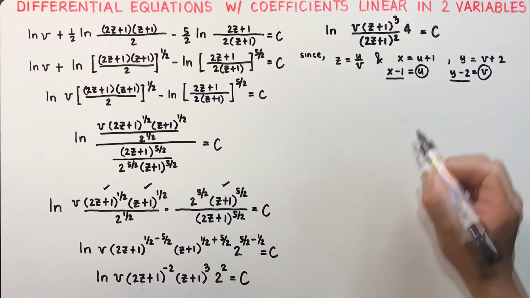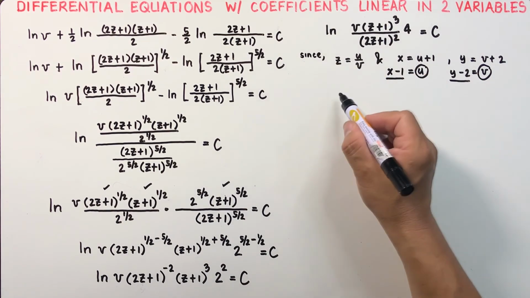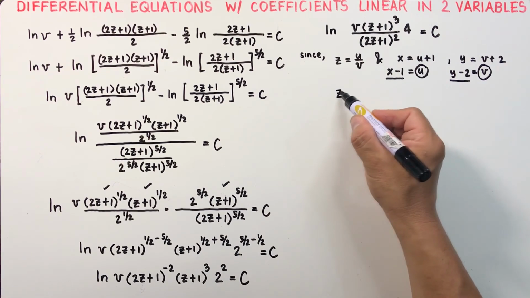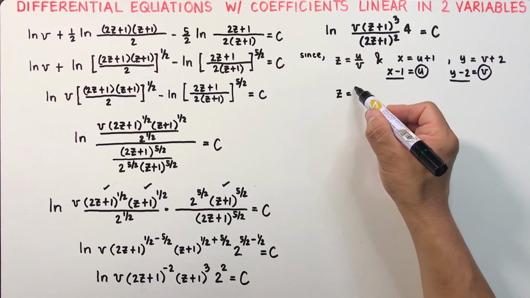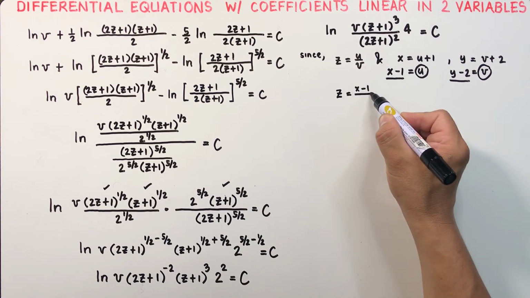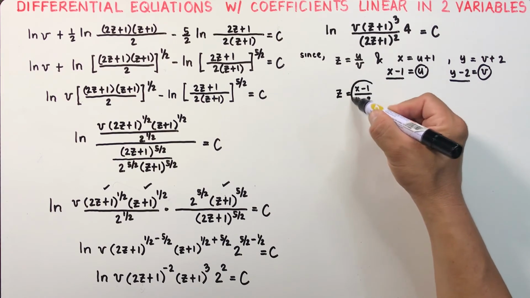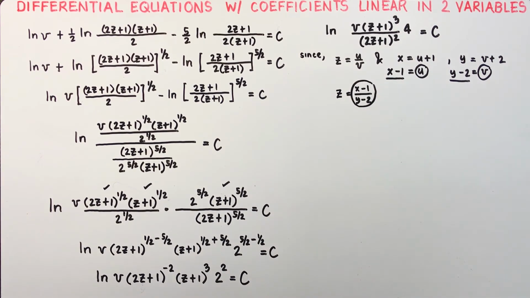So substituting this u and v to our z, we have z, which is equal to u, which is x minus 1, and our v, which is y minus 2. So this fraction is the value of our z.